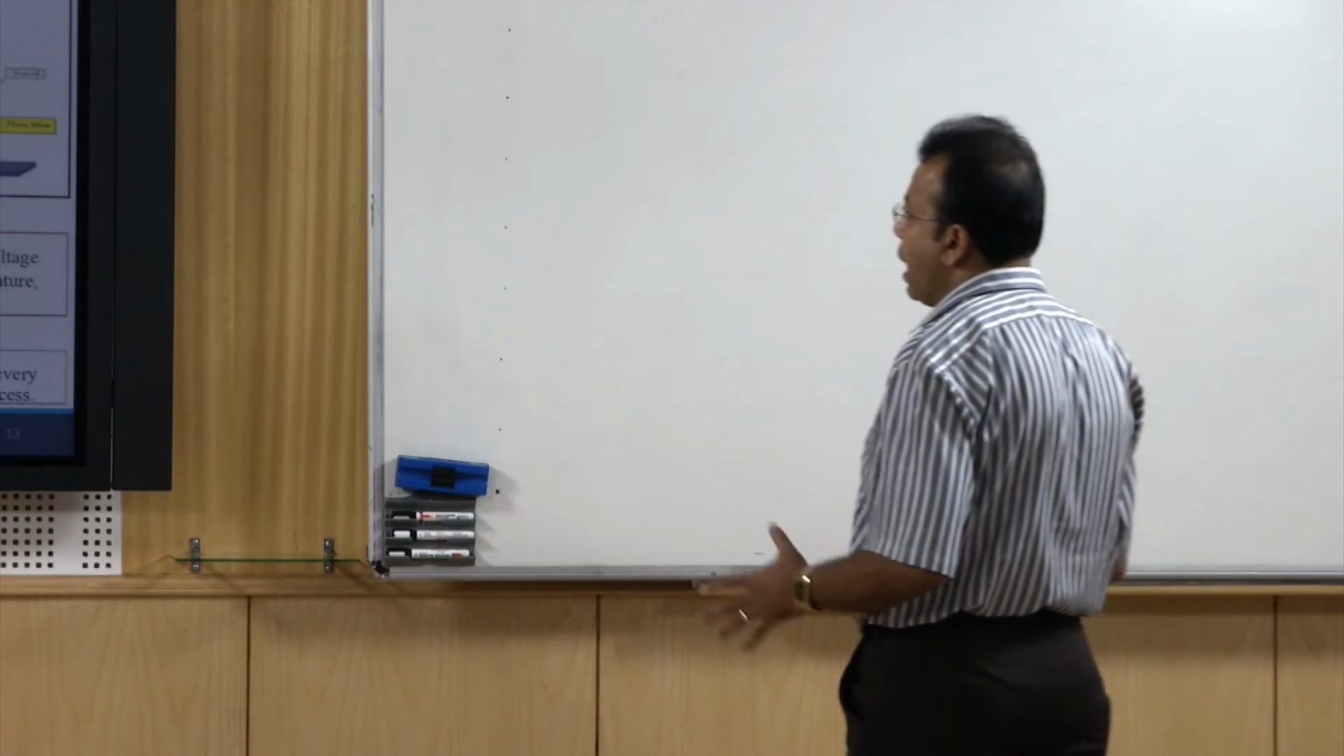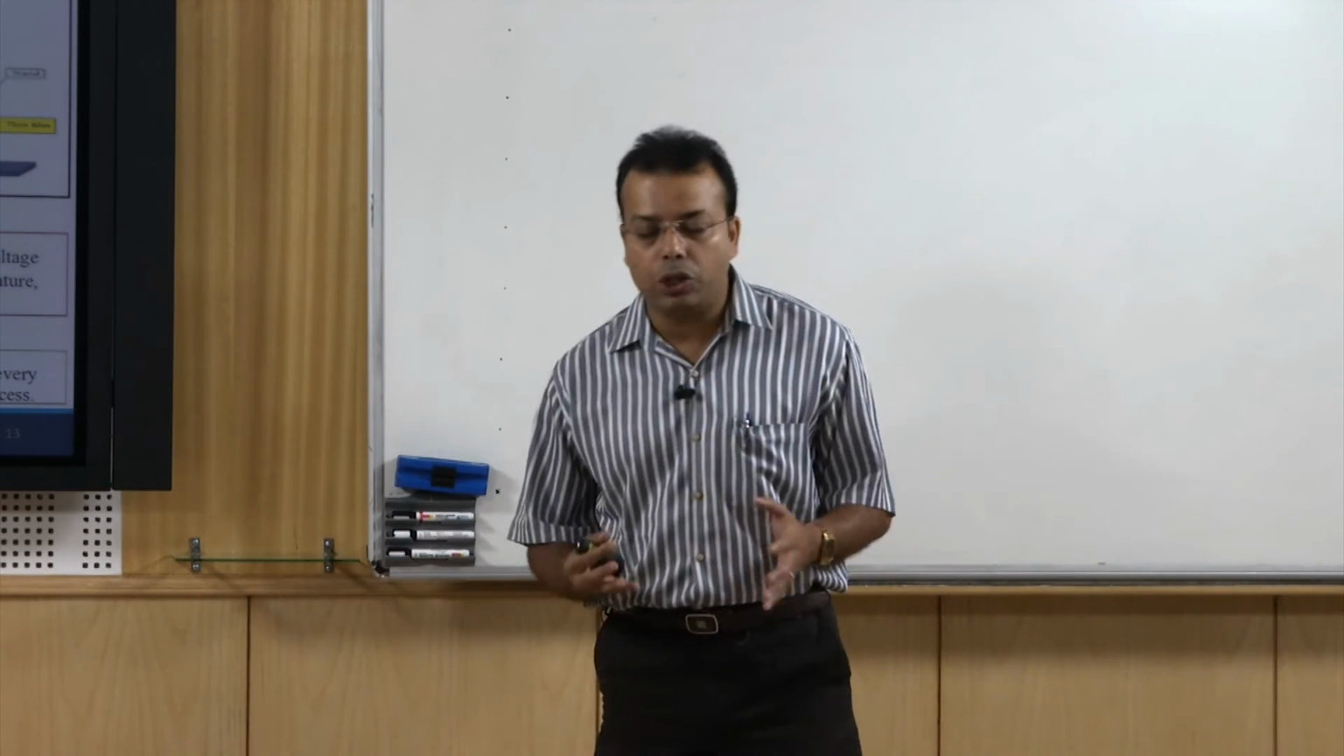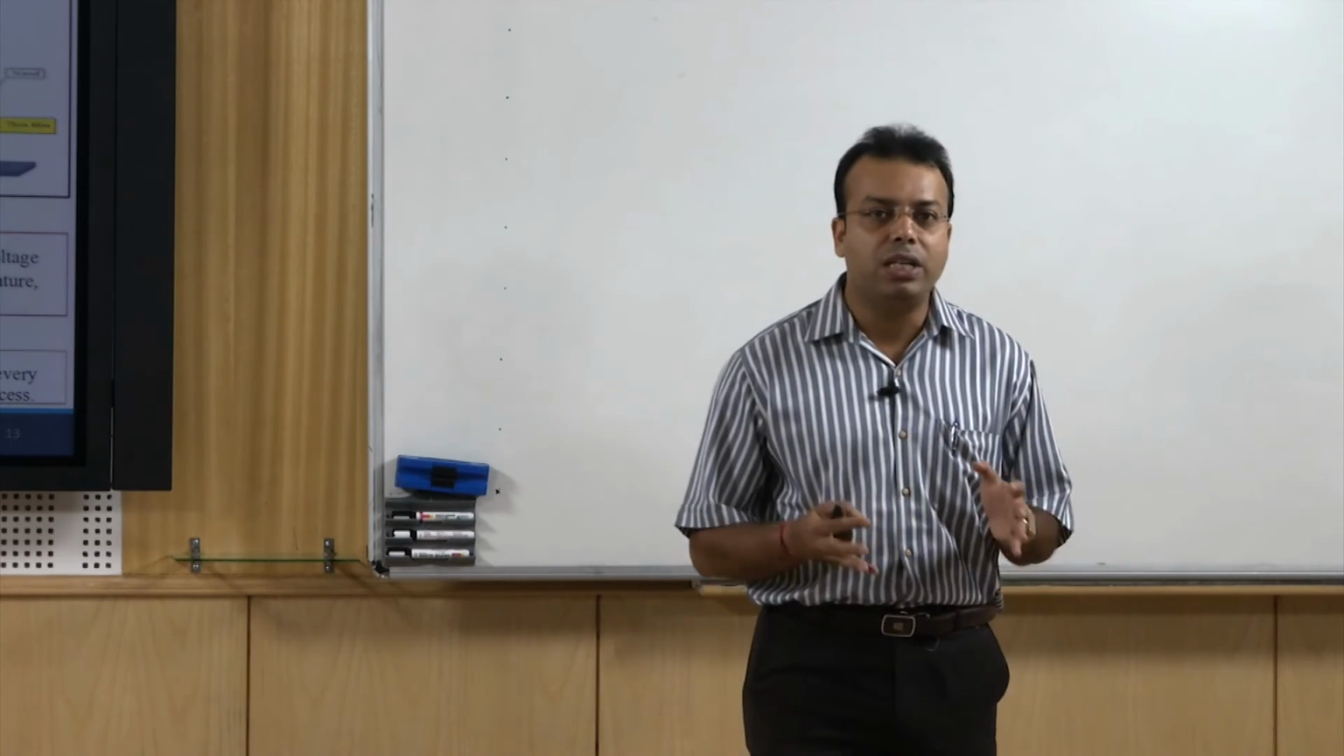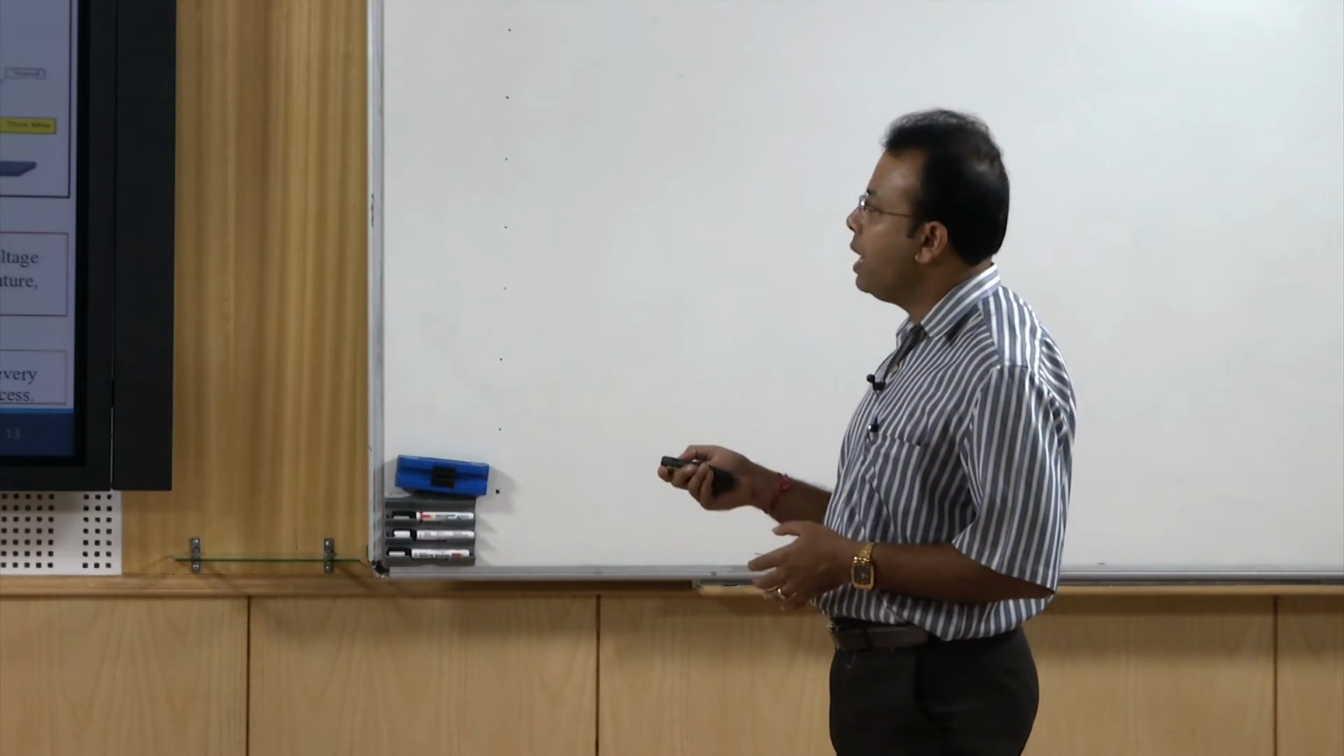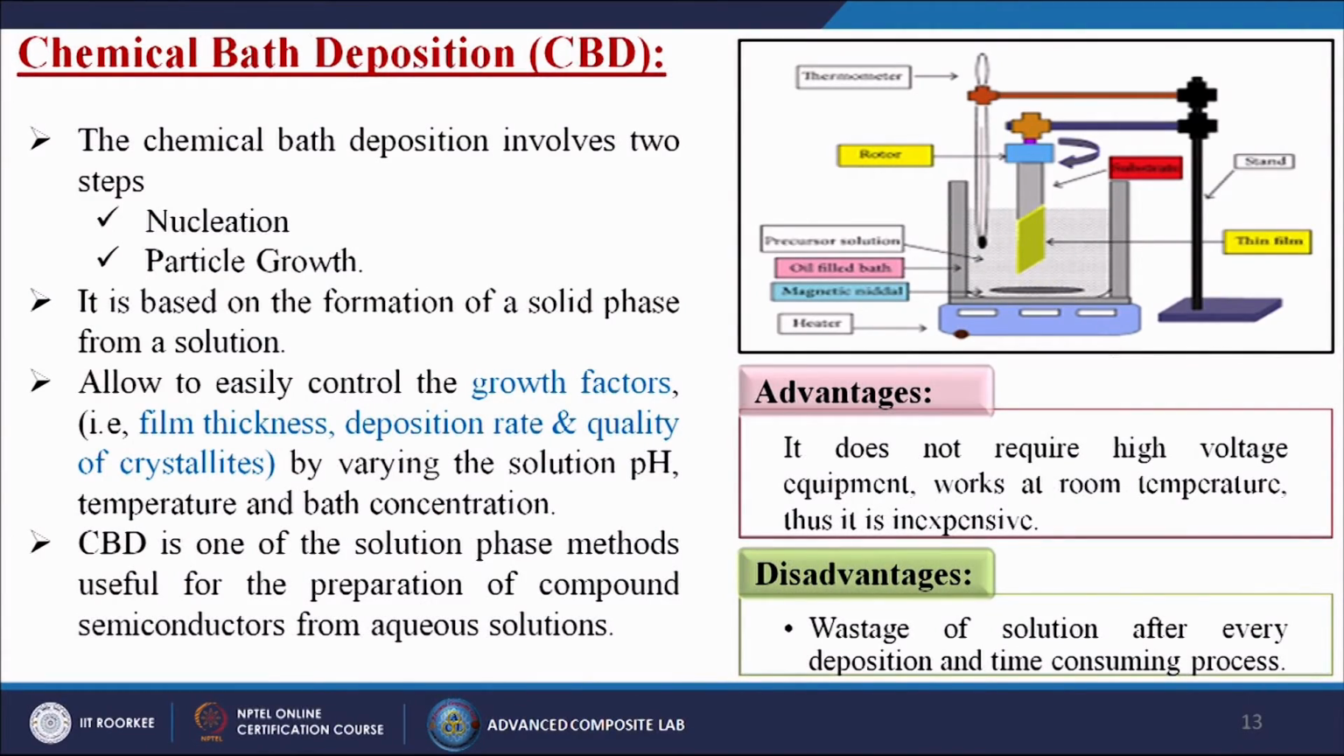Next one is the chemical bath deposition process, in short form known as the CBD process. Chemical bath deposition involves two steps, one called nucleation and another called particle growth. It is based on the formation of a solid phase from a solution, and allows easy control of growth factors, film thickness, deposition rate and quality of crystallites by varying the solution pH, temperature and bath concentrations.